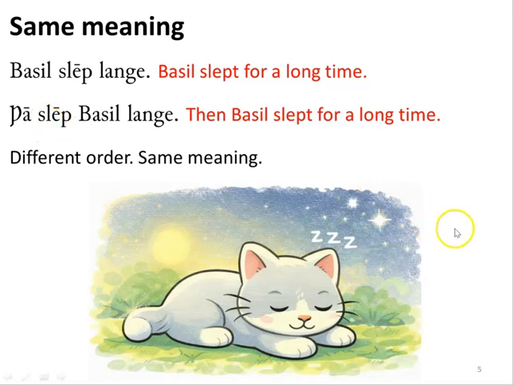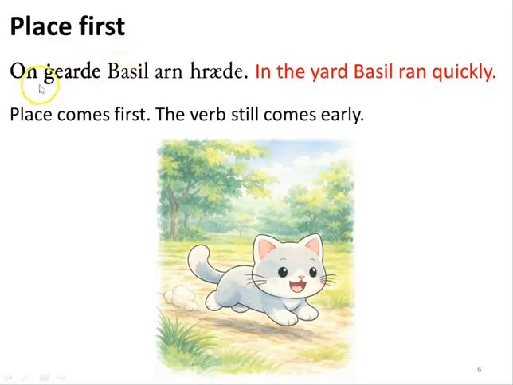All right, so let's go on to the next bit. Place first. On ģearde Basil ran quickly. In the yard, Basil ran quickly. Place comes first. The verb still comes early. So you have place, subject, and you still have the verb here. We're just emphasizing in the yard. So we put that first to give it emphasis.